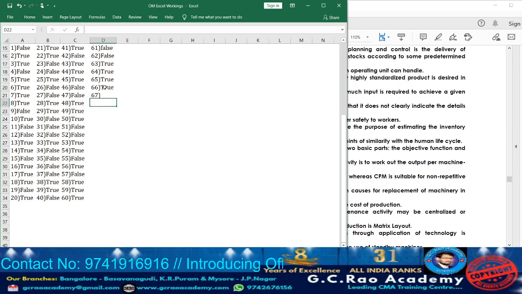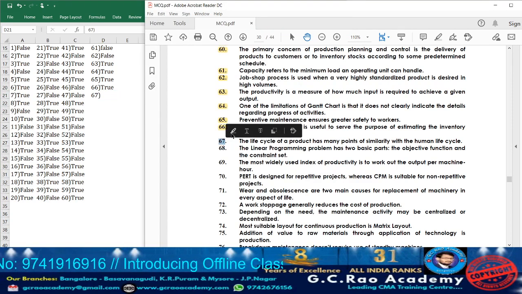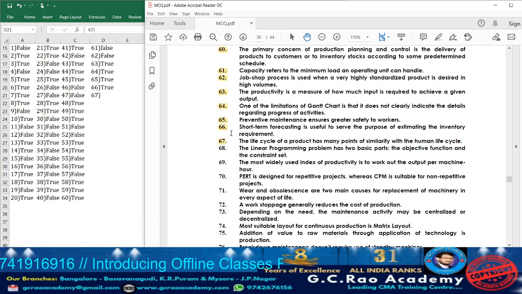Now let us move on to statement 67. What they're telling? The life cycle of a product has many points of similarity with that of the human life cycle. As the human life cycle is having the various points, in the same way the product life cycle has the different points. So the statement is true.